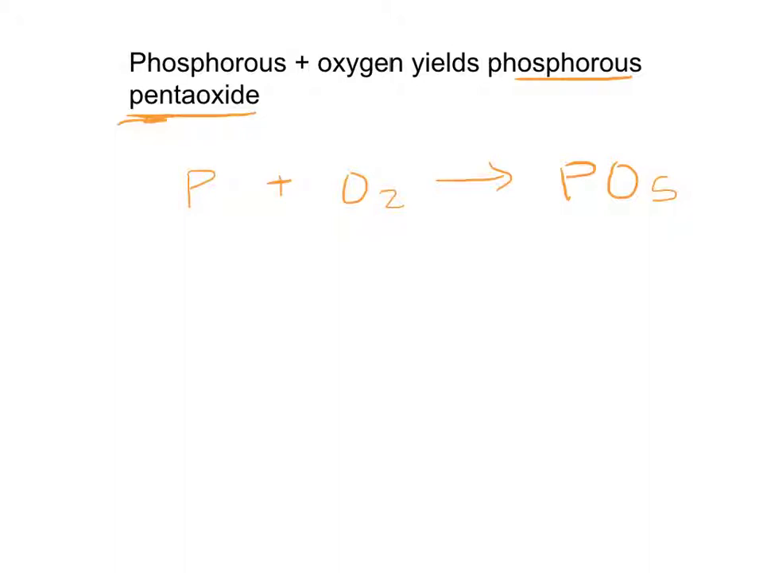Now let's go ahead and balance it. I have 1 phosphorus, 1 phosphorus. This is looking good. But now I've got 2 oxygens. Remember, we want to balance the oxygens last. And 5 oxygens. Ooh, no me gusta.